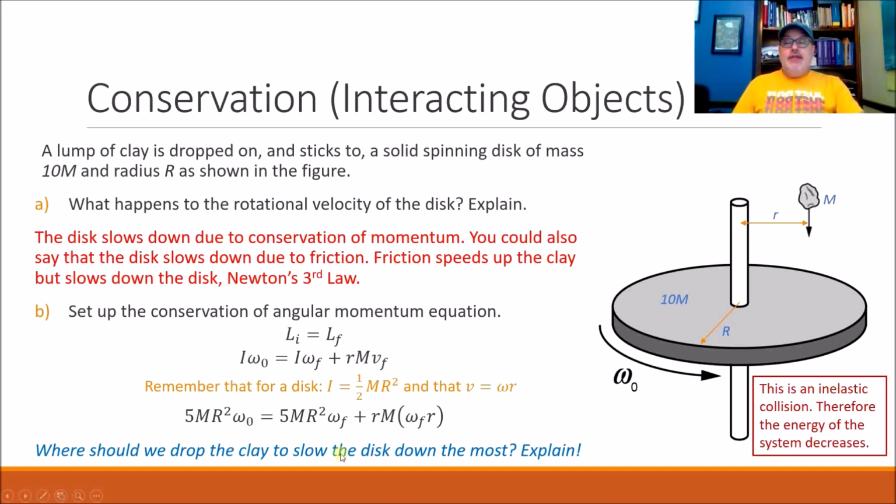Where should we drop the clay to slow the disk down the most? Well, why don't we put it way out at the edge? Because look, here's our equation. If we increase the radius of where the clay drops, then this number will be bigger and therefore decrease the final omega of the disk.